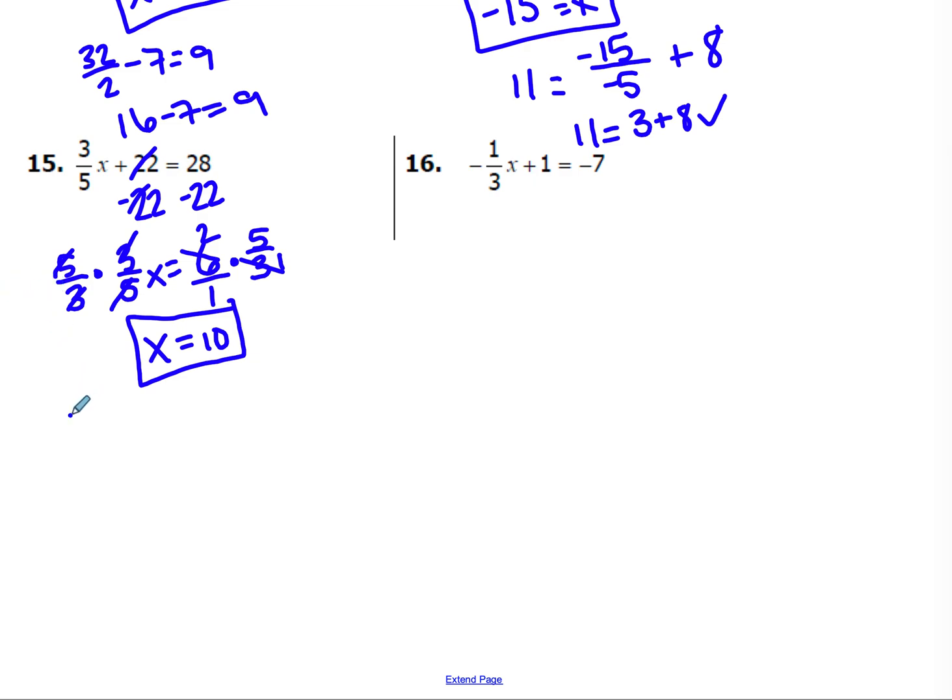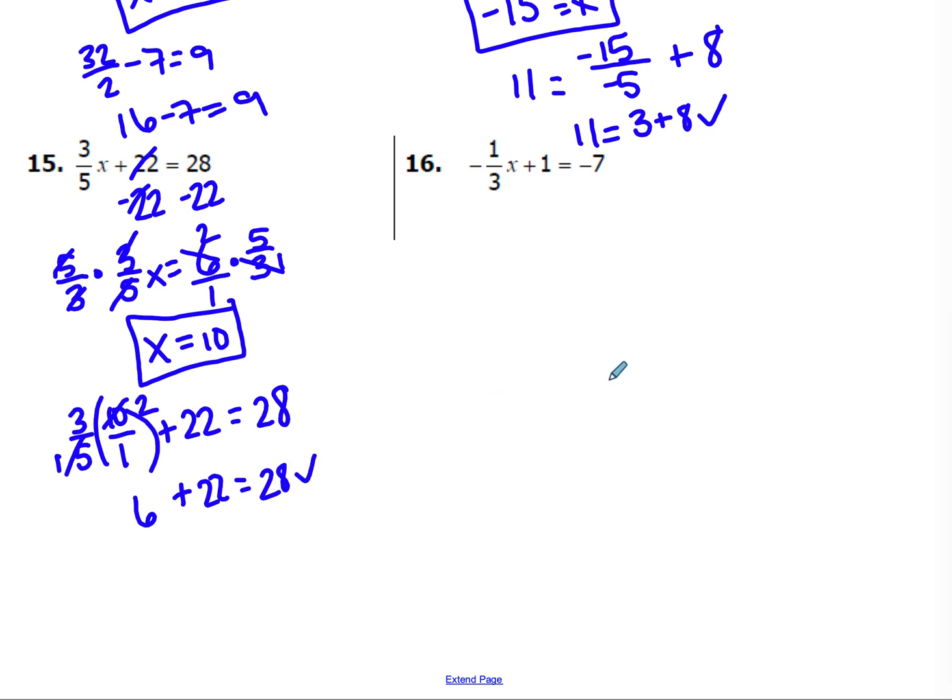Let's check our answer. 3/5 times 10 over 1 plus 22 equals 28. I'm going to cross cancel my 5's. 5 divided by 5 is 1. 10 divided by 5 is 2. 3 times 2 is 6 over 1, same thing as 6. 6 plus 22 equals 28. Yep, sure does. And our last one, negative 1/3 x plus 1 equals negative 7.